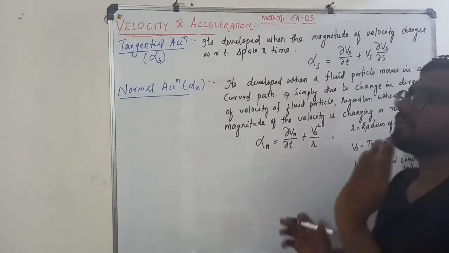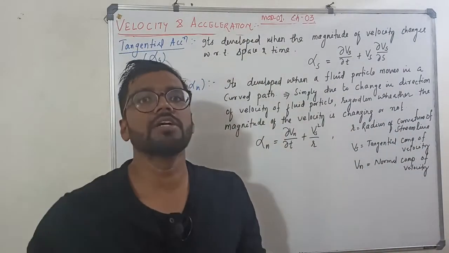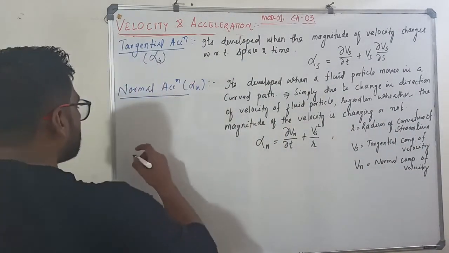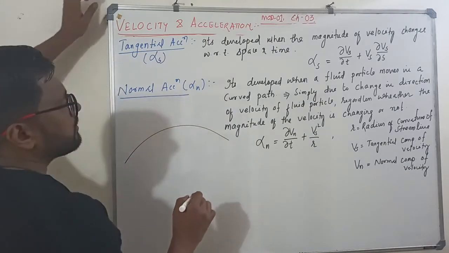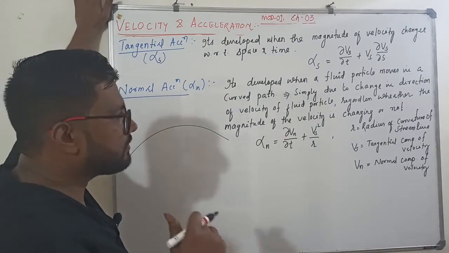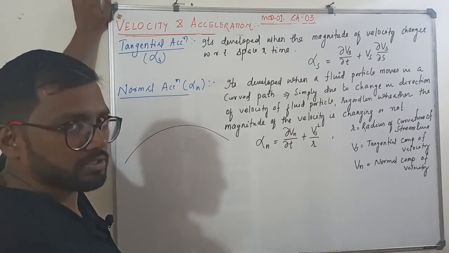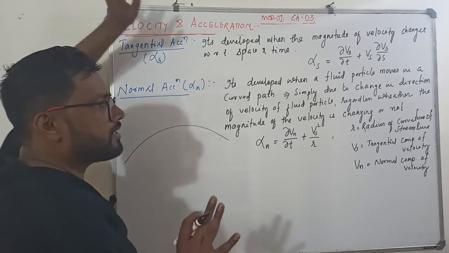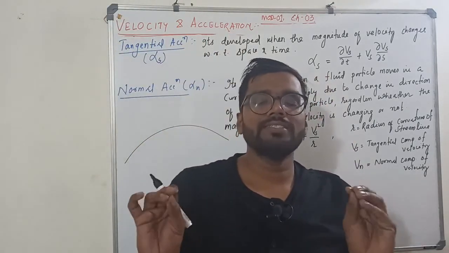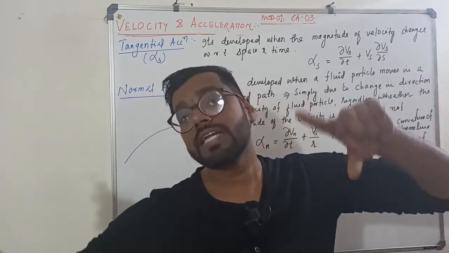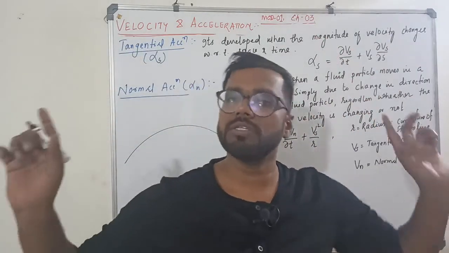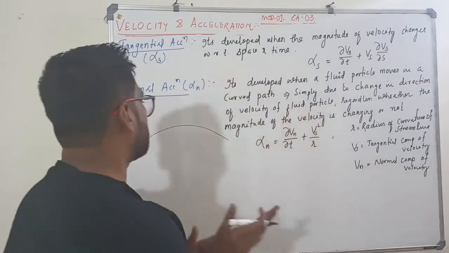Now we are discussing when a fluid particle is moving in a curved path, and we'll take a streamline. So you are mentioning streamline again and again. Yes, streamline we will be studying in our next chapters. For the time being, remember streamline is a line where the tangent at any point gives the direction of the velocity.